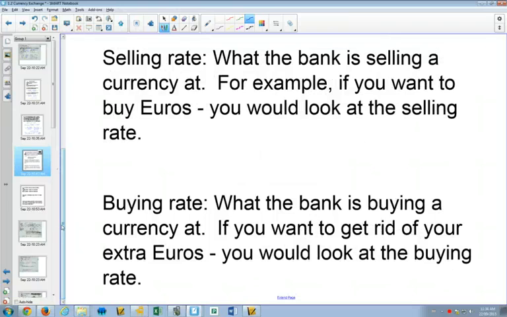There's the buying rate. The buying rate is what the bank is buying it at, so not what you want to buy. If you want to buy, think of the opposite. You look at the selling rate. If you want to sell something, you want to get rid of your extra euros, you're going to have to look at the buying rate. What if you're selling something from Canadian to USD? So you have Canadian, and you want to buy US dollars, you would look at the selling rate. What are they selling US dollars for?